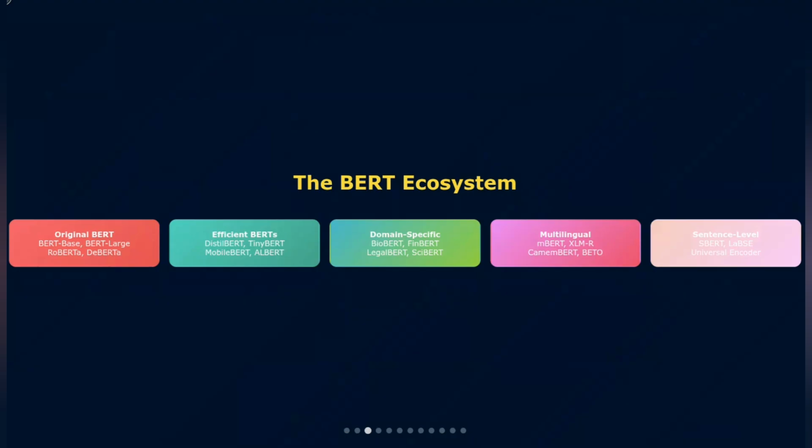Finally, sentence-level BERTs, models that excel at understanding entire sentences rather than individual words. SBERT leads this category for semantic similarity, while LaBSE handles multilingual sentence embeddings. Each variant represents years of research addressing specific limitations of the original BERT. Let's dive deep into each category.